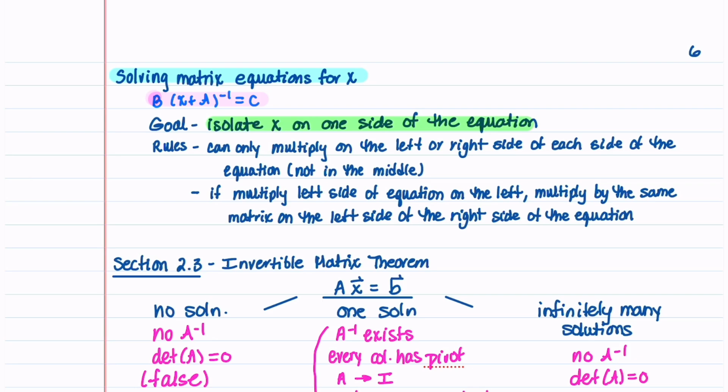So for example, with this matrix equation, you would start by multiplying on the left by B inverse, and then on the left by B inverse on your right side of the equation. If you multiply on the left side of the equation on the left, then you have to multiply on the left side of the equation on the right.